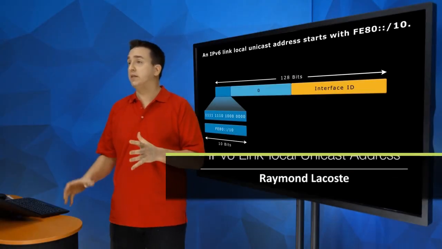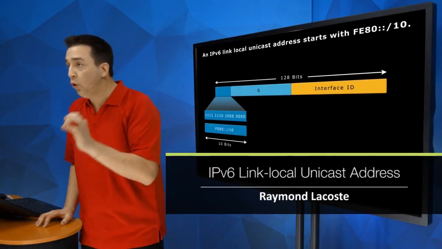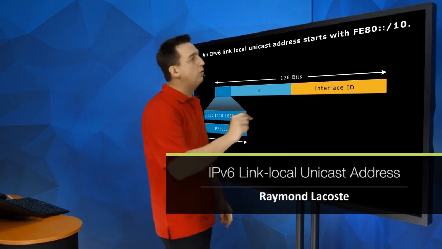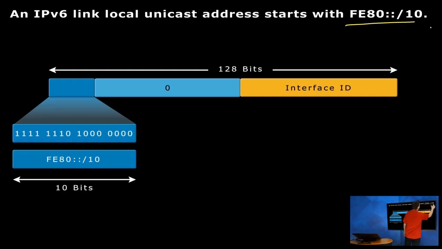Every single IPv6 enabled device is going to generate its own link local unicast address. And that address starts with FE80. So the address will be FE80:0000:0000:0000 all the way up to the network portion here of a /64. And then you have your interface identifier, so the host portion of that address.